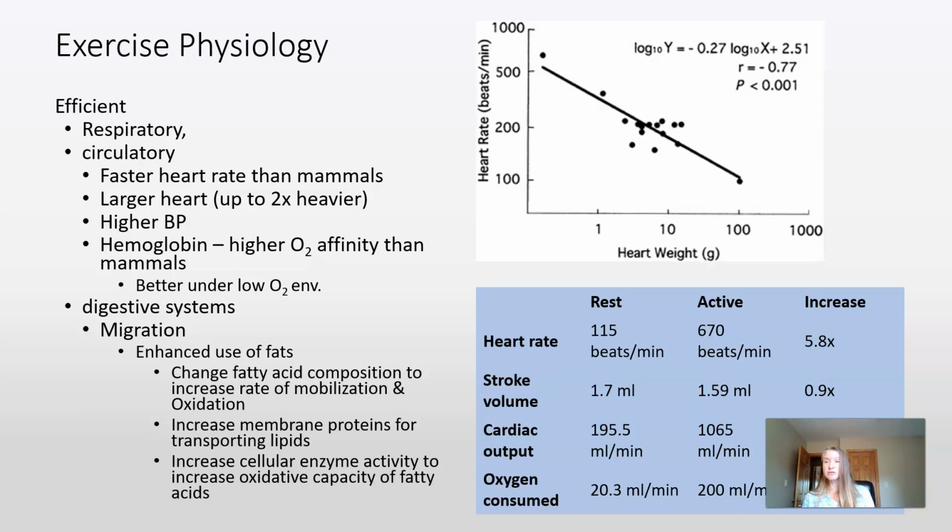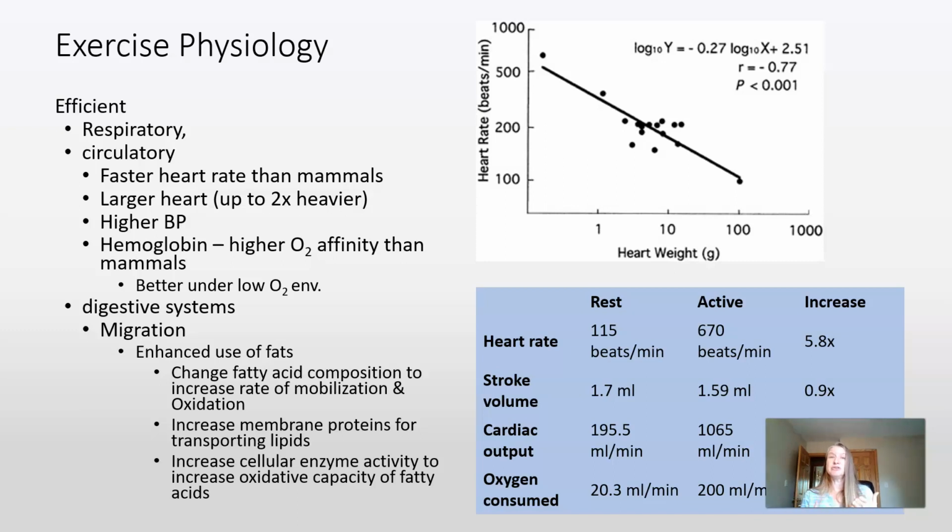Their circulatory system is also highly efficient. They have a faster heart rate than mammals. They have a 4-chambered heart. And their heart is large. It's up to 2 times heavier per unit of size compared to, say, mammals. Their blood pressure is higher. Their hemoglobin, this is the molecule that oxygen binds to, has a higher oxygen affinity than in mammals, so they can more efficiently bind oxygen.